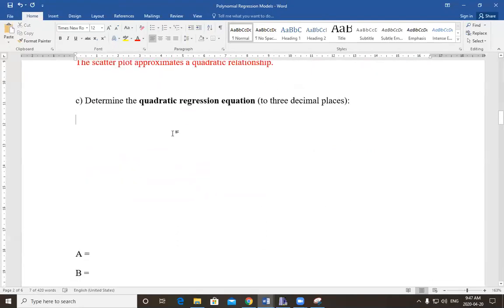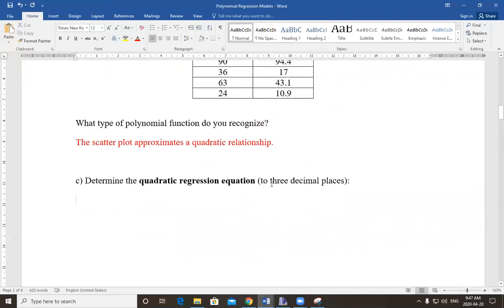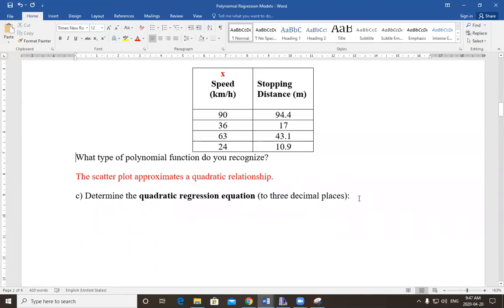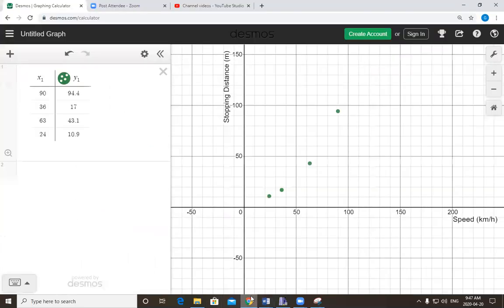All right, so now we want to determine the quadratic regression. And it's asking for 3 decimal places. So again, always go based on the problem. If the problem tells you to round to a certain number of decimal places, then make sure you follow that. If not, then you can always just use the basic 2 decimal places. But in this case, it's saying 3 decimal places.